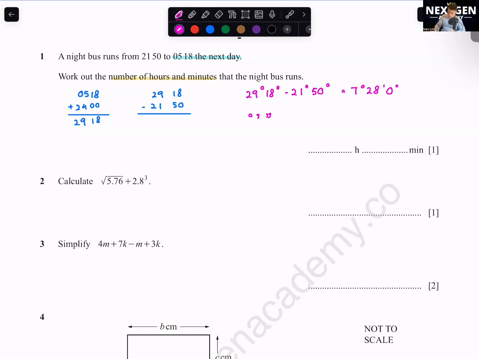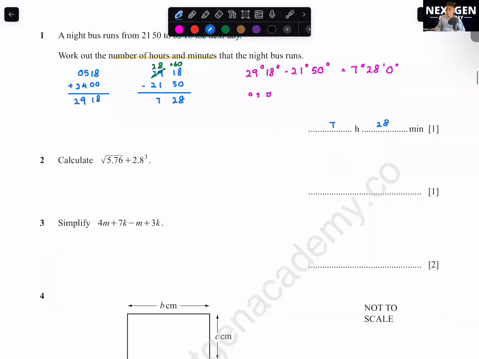If you do it manually, you can also. This one you borrow 1, so this one will become 28. This one you add 60, so 60 plus 18 minus 50 gives you 28. And this one is 7. So 7 hours, 28 minutes. Don't make silly mistakes. These are all 3 marks for you in the first few questions.